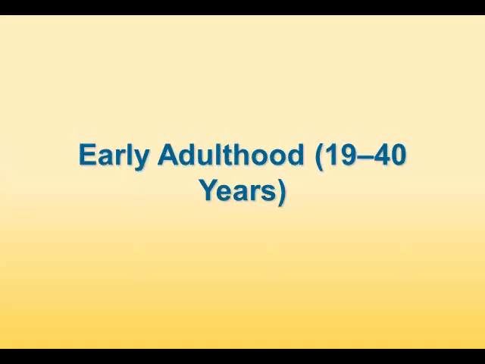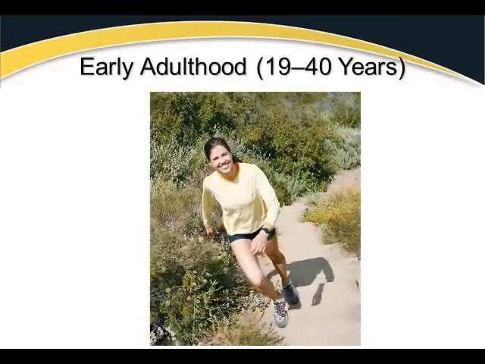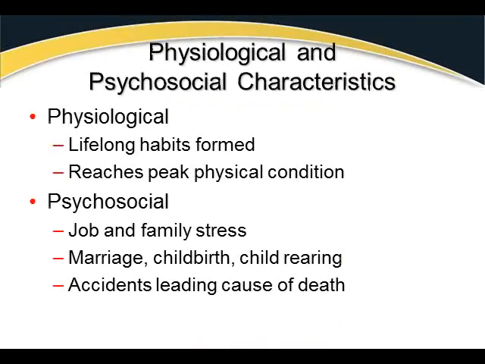So early adulthood, at 19 to 40 years of age, this is really kind of your prime. You've developed your lifelong habits and routines. Your peak physical condition is really between ages 19 and 26. Psychosocially, you're finishing your education and you're getting a job. You may start to add a family to this, marriage and childbirth and child rearing. Family stress is involved. Accidents tend to be the leading cause of death.